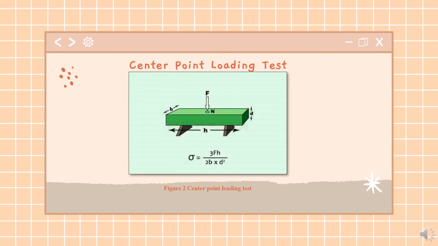There are two standard test methods to determine the flexural strength of a concrete beam. First, center point loading test. As shown in Figure 2, the entire load is applied at the center of the beam span length in this test process. The flexural strength or modulus of rupture is higher here than it is in the third point loading test.